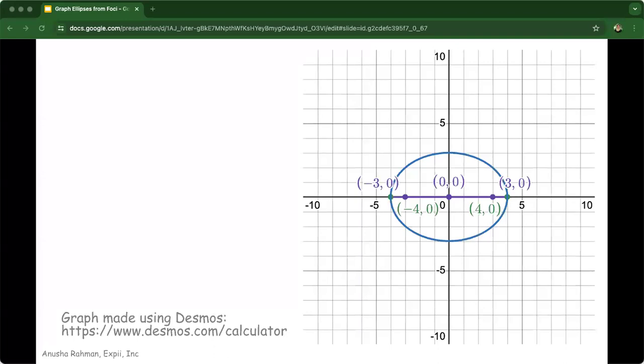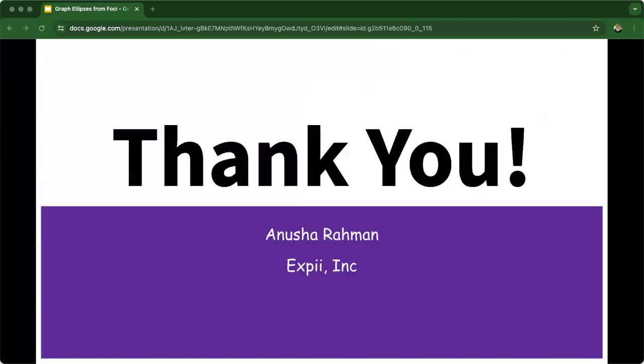I said b equals 3 just to sketch this graph. All we know about the semi-minor axis is that it's less than 3. So if you had done b equals 2 or something like that, that would be fine. Thank you.